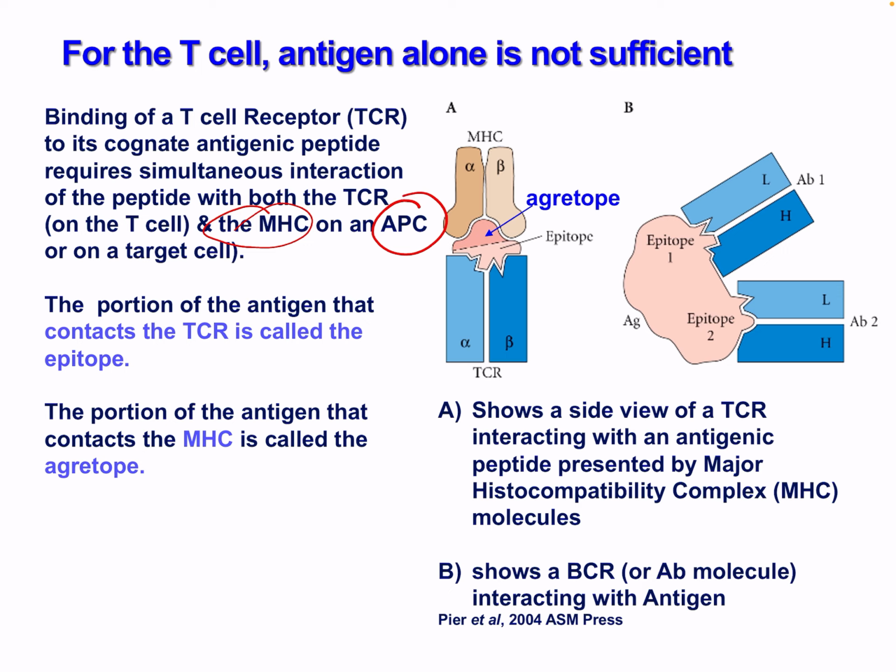The portion of the antigen that contacts the T cell receptor is called the epitope, and the portion of the antigen that contacts the MHC is called the agretope. Here we can see this figure shows a side view of a T cell receptor interacting with an antigenic peptide presented by MHC molecules. Figure B shows a B cell receptor antibody interacting with antigens. So we can see the differences.